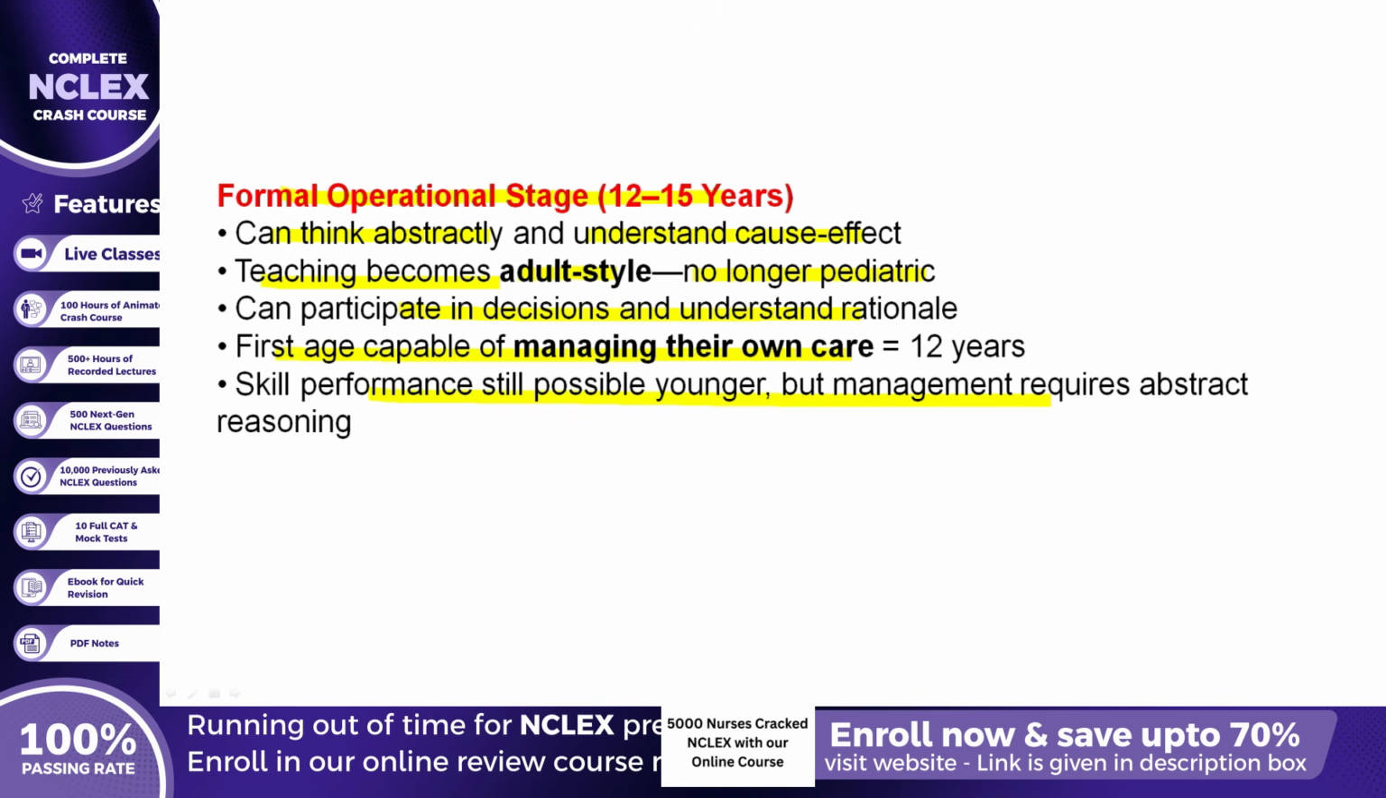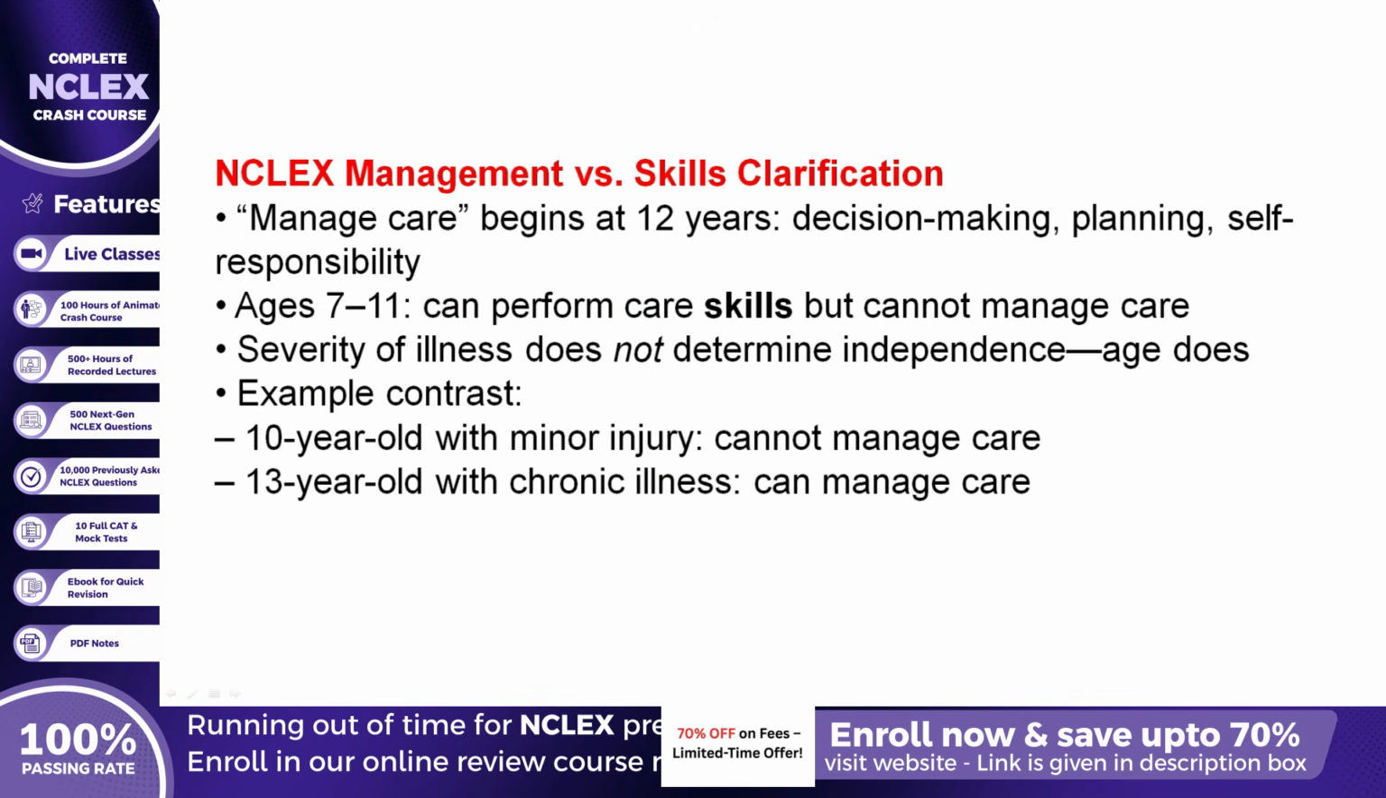To clarify NCLEX expectations about management versus skills, remember that managing care begins at 12 years and involves decision-making, planning, and self-responsibility. Children ages 7 to 11 can perform care skills but cannot manage care. Also, severity of illness does not determine independence. Age does. For example, a 10-year-old with a minor injury cannot manage care, whereas a 13-year-old with a chronic illness can manage care.